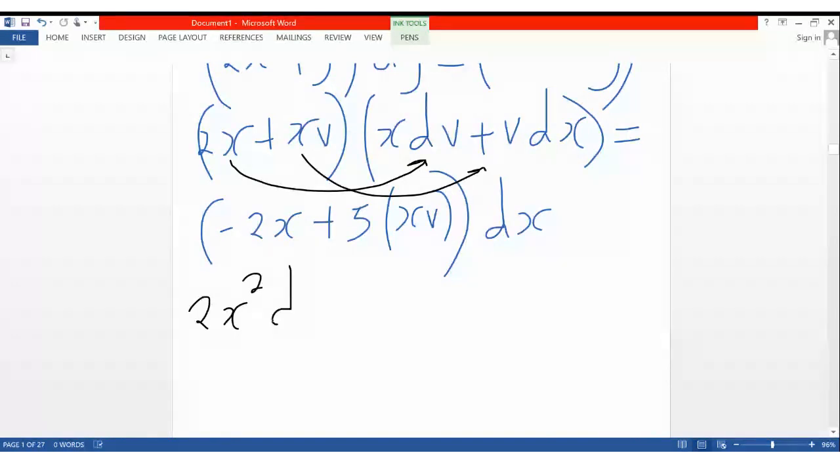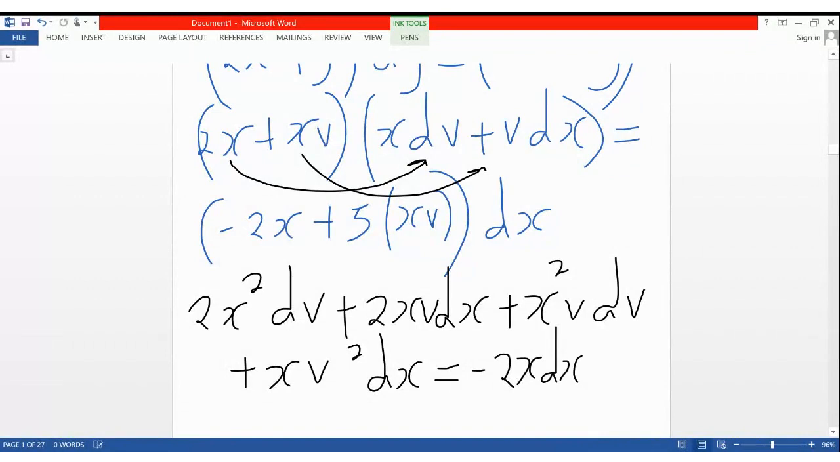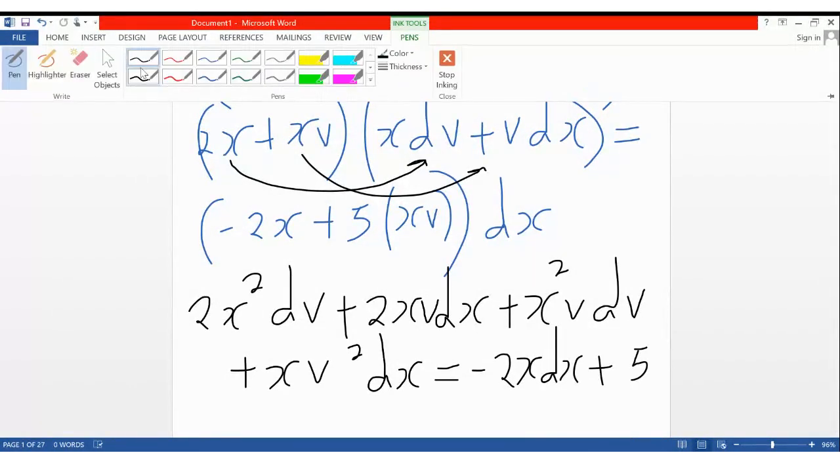dv, and then plus 2xv dx, and then plus x squared v dv, and then plus x v squared dx is equal to, this other time when you multiply, you are getting negative 2x dx plus 5. It is a lengthy one.